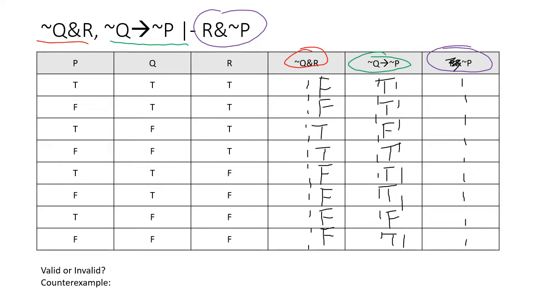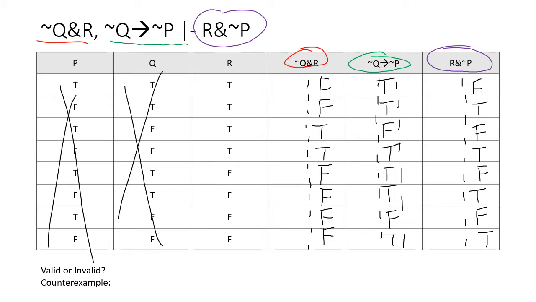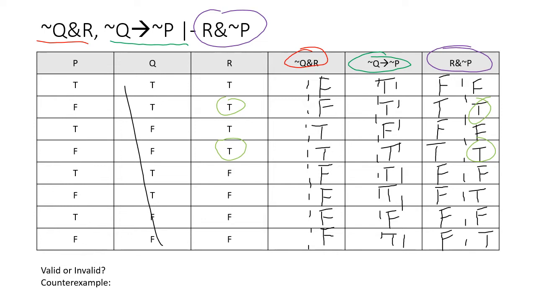Here, the tilde is just functioning over the P. So just got to flip the values once again. And then bring in the ampersand, ignoring those. So where are they both true? They're both true here, and they're both true here. So those ones are true, the rest of them are false. And get rid of those, get rid of this column.